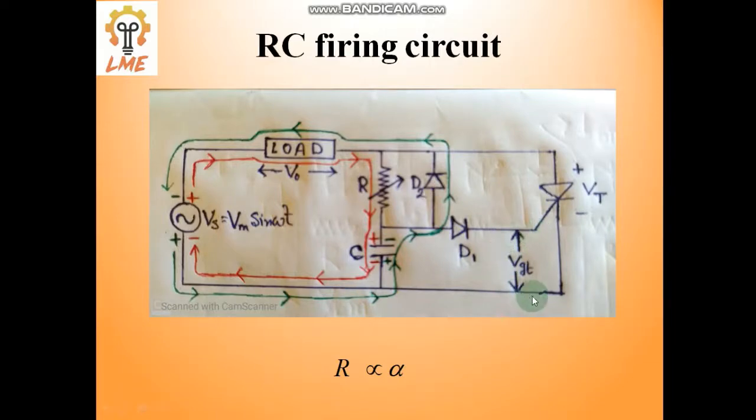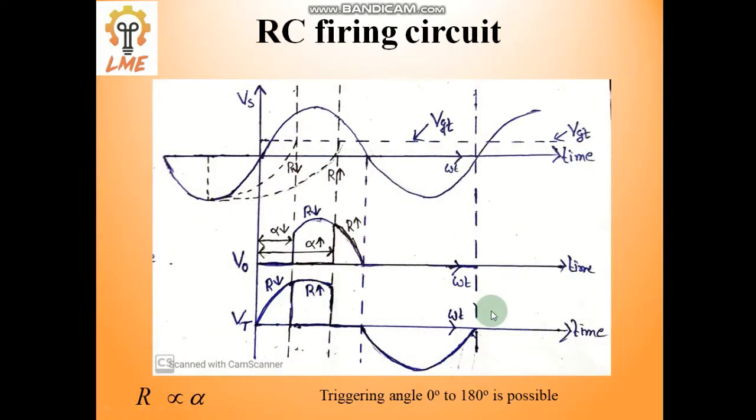We are considering it from the negative half. We have to consider one more thing, that is VGT. VGT means this much voltage: if this much voltage is applied across the gate and cathode terminals, only then will the SCR be on. So when the capacitor voltage VC equals VGT, only then will the SCR be on. So let's go to its waveform.